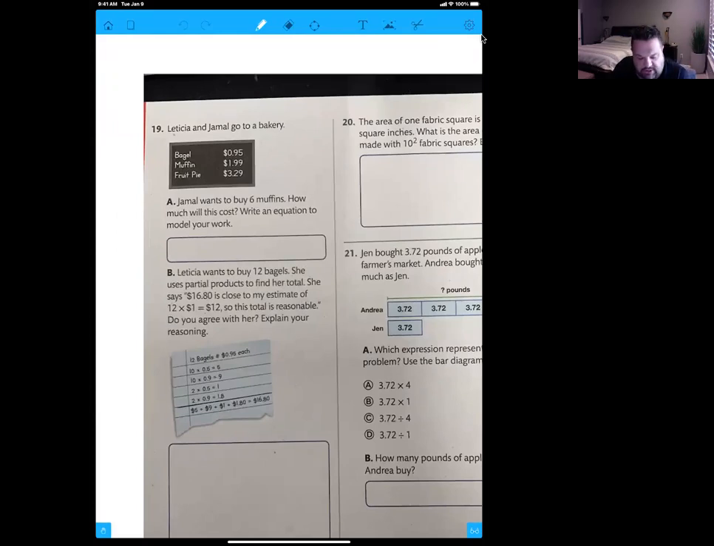The next page. Pause and do it. Basically, this is $1.99 times 6. You have to do 199 times 6, move the decimal twice. You should get 11.94.